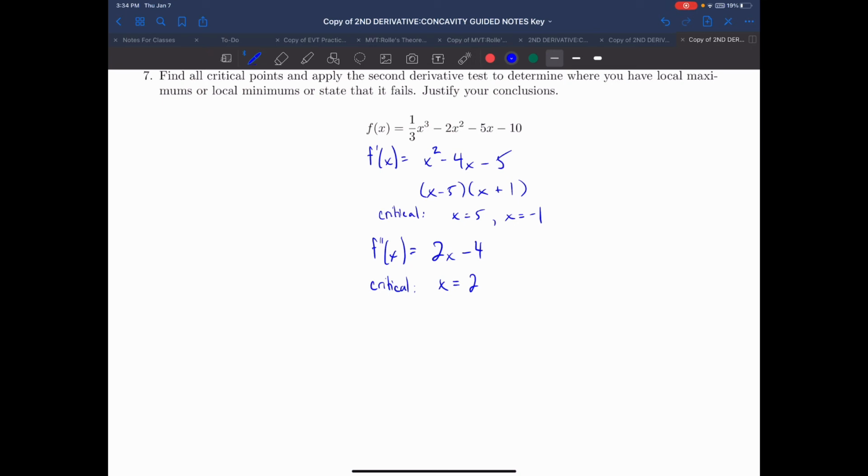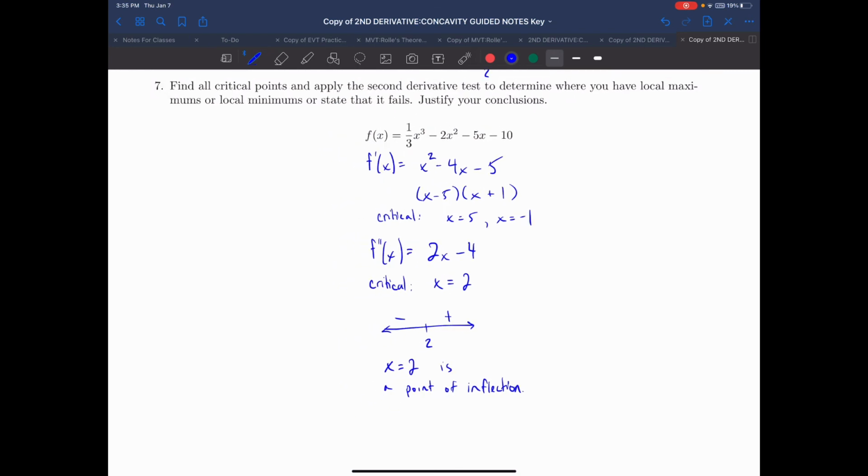Okay, so around 2, do the same thing we did in the previous example. Let's test numbers to the left and right. Again, I'll choose a 0, so f double prime of 0 is going to be negative. F double prime of 3 is going to be positive. So x equals 2 is a point of inflection. So that's where the concavity changes from downward to upward.